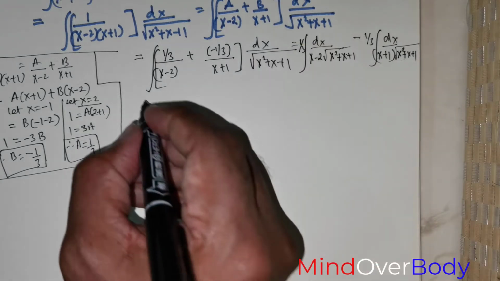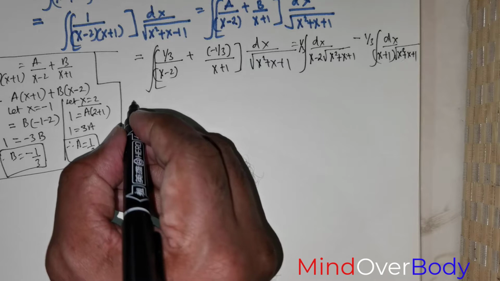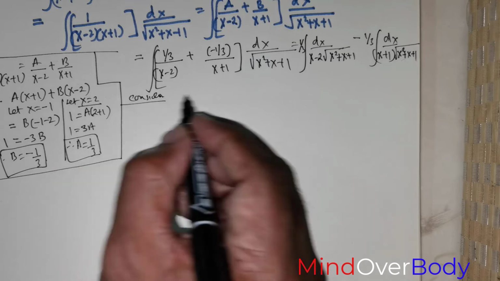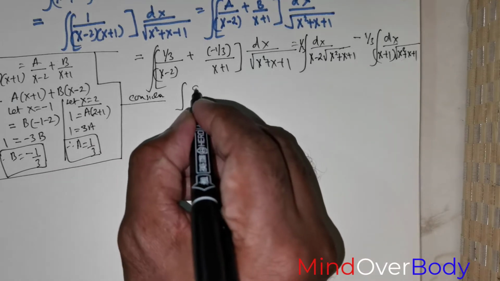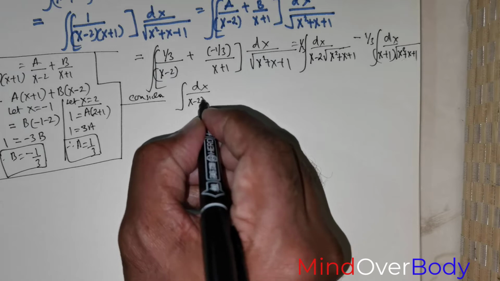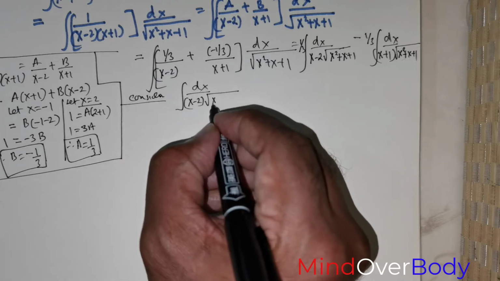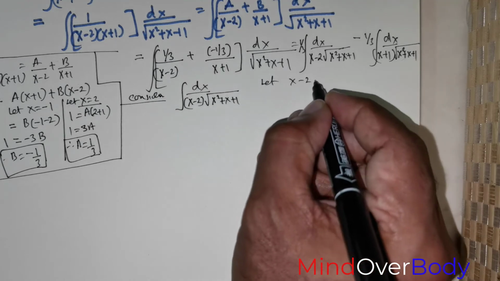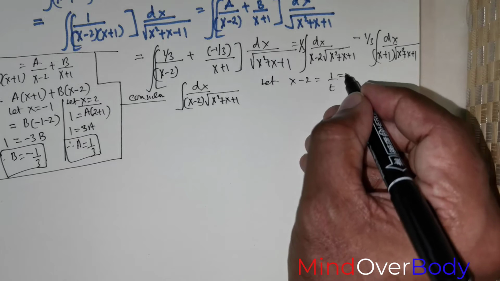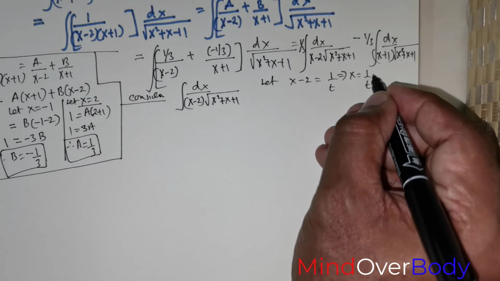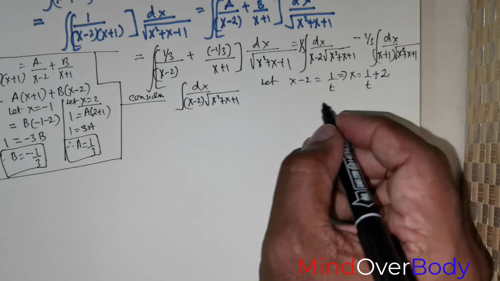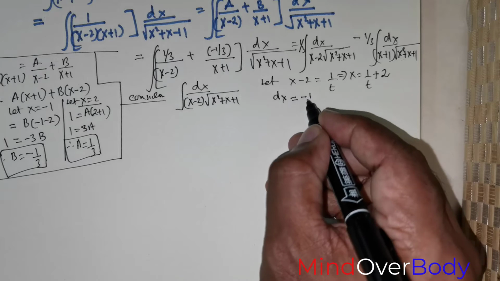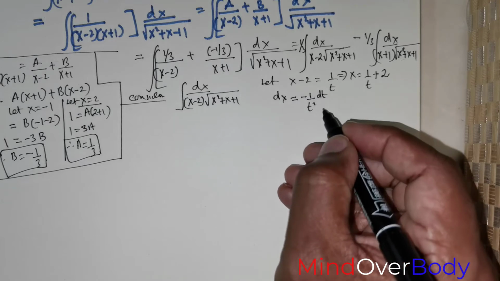Now this is similar to the form that we have just performed a minute ago. So consider the quantity integral dx over (x − 2) times root of x² + x + 1. Let me take x − 2 = 1/t. This would mean x = 1/t + 2, and differentiating this gives dx = −1/t² dt.